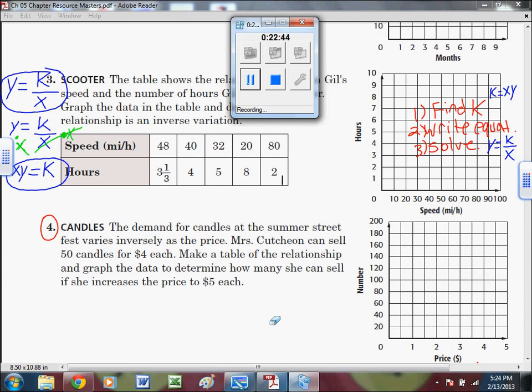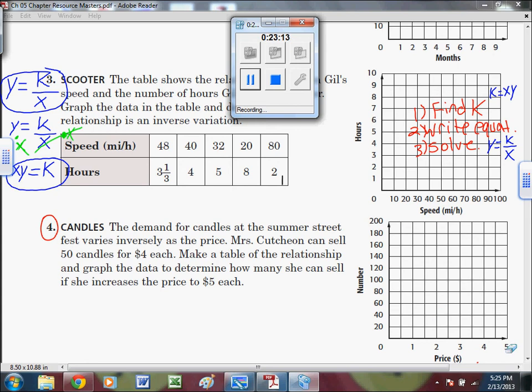We're talking candles. It says the demand for candles at the Summer Street Fest varies inversely as the price. It's kind of like the picnic example. The more expensive the candle, if it's really, really expensive, less people are going to buy it. But if it was really, really cheap, more people would buy it. So now, inversely is the price. Mrs. Cutchin can sell 50 candles for $4 each. So make a table of the relationship and graph the data to determine how many she can sell if she increases the price to $5 each.